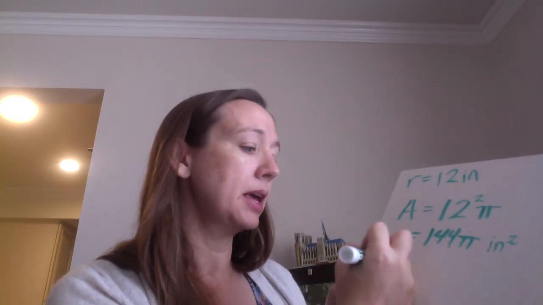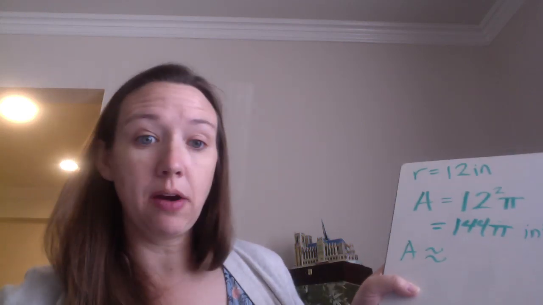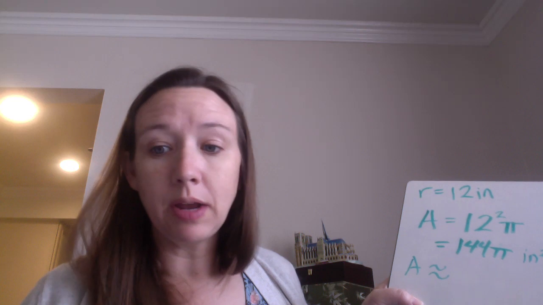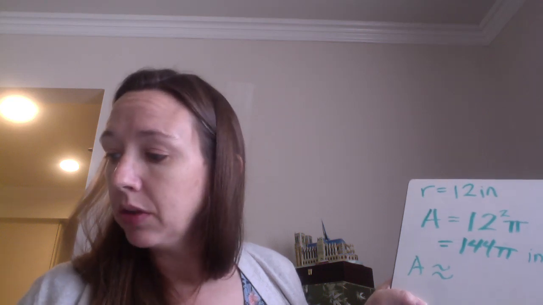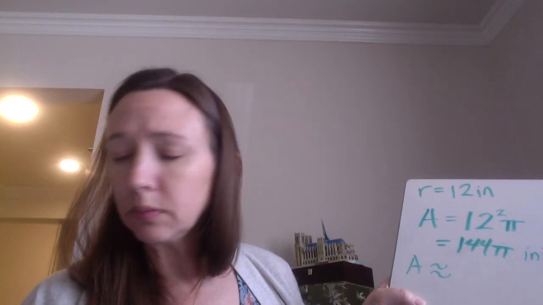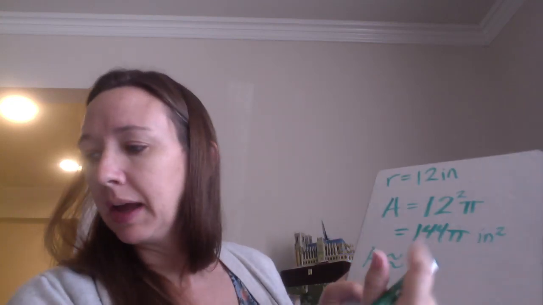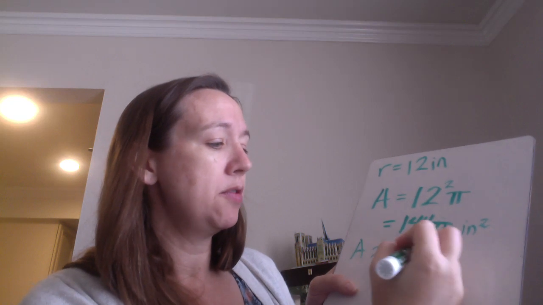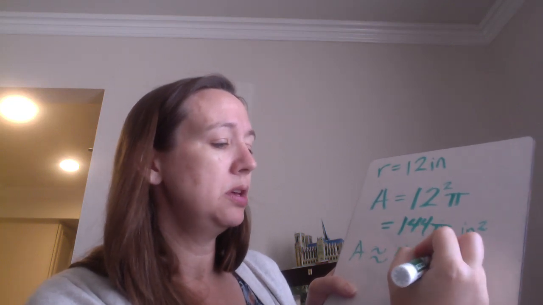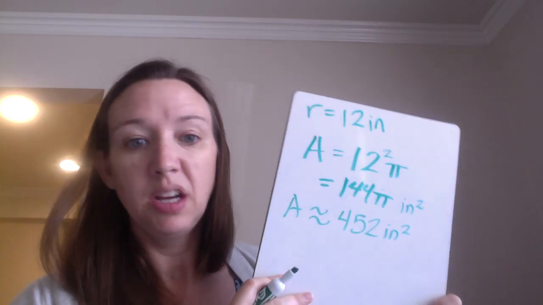Now in the book, it asks us to approximate to the nearest square inch. So that means that they don't want any decimals at all. So I can either use the pi button on my calculator, which is what I'm going to do, or you could use 3.14. Both are fine. You're going to get the same answer for this one. It's 452 inches squared. Simple enough, right?